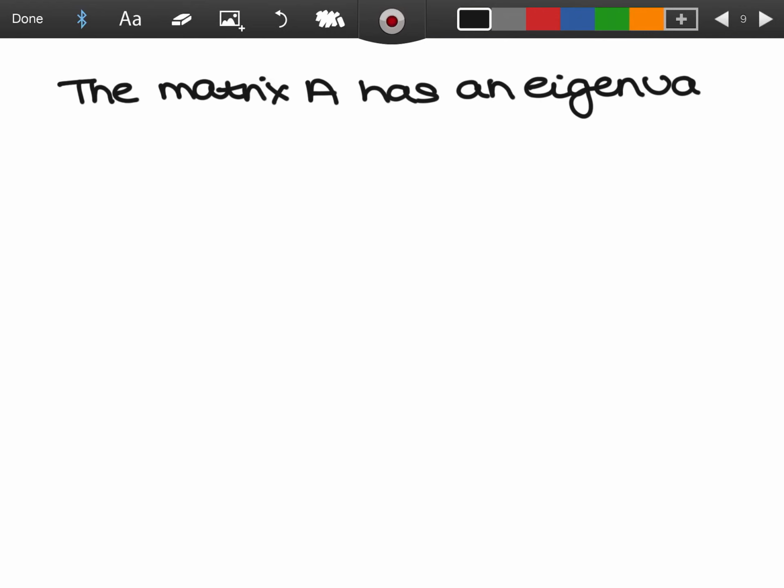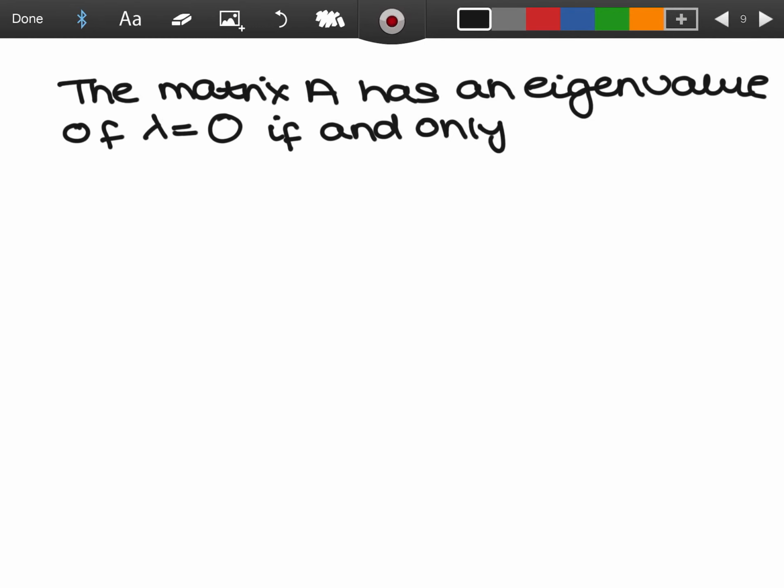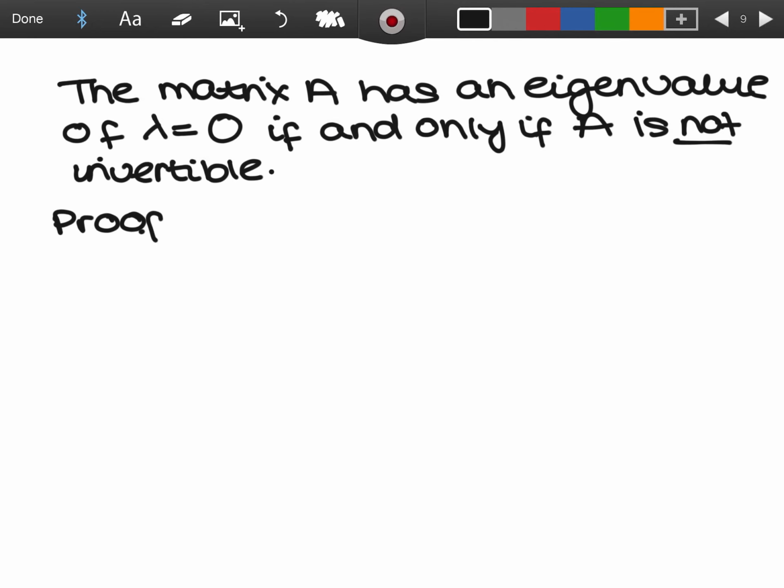So the matrix A has an eigenvalue of lambda equal to 0 if and only if A is not invertible. So the only time that you should find a 0 eigenvalue for a matrix is if that matrix is not invertible. On the other hand, if A is invertible, we already know that 0 will not be an eigenvalue. Okay, so it works both ways.